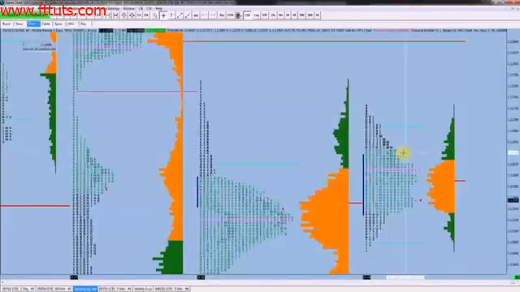So on a pure balance day, a trader's job would be to buy below value and sell above value. And this is as perfect as it gets, in terms of a chart, because not only have we got 70% of the time that the market has spent in this area, but look what it corresponds to.